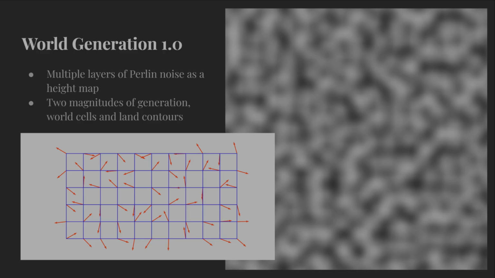In the first iteration of the generation, I used multiple layers of Perlin noise, which is this endlessly tiling, soft-looking texture, and a common core building block of procedural generation. These were added together to form what's called a height map. That's how high the ground is at a given point. And I used two scales of noise. One controlled what cells were land, and another was for the land contours inside each cell.